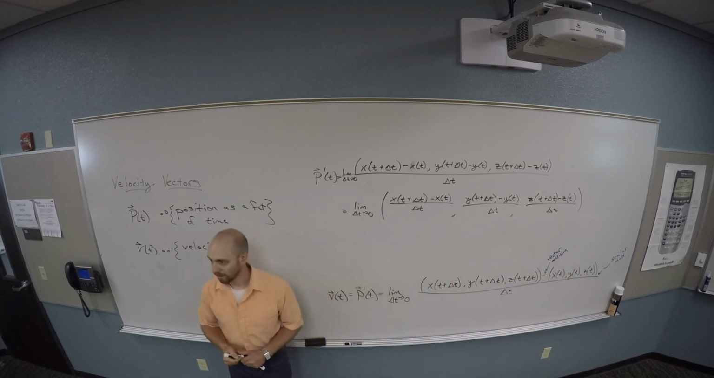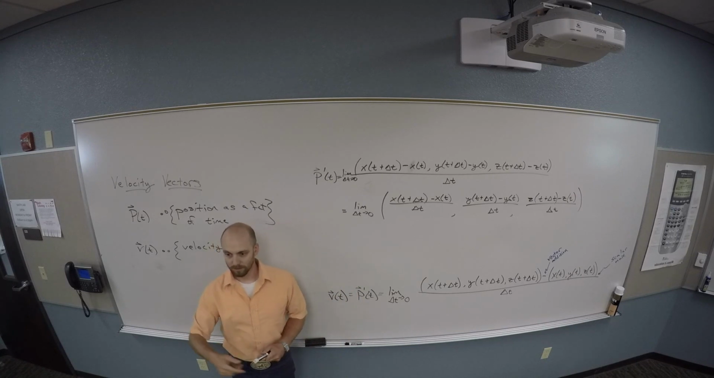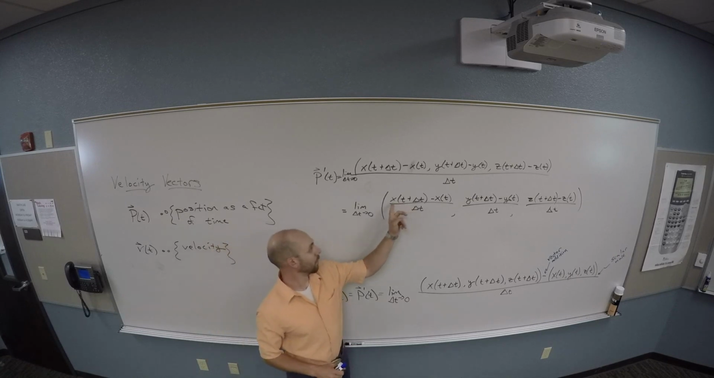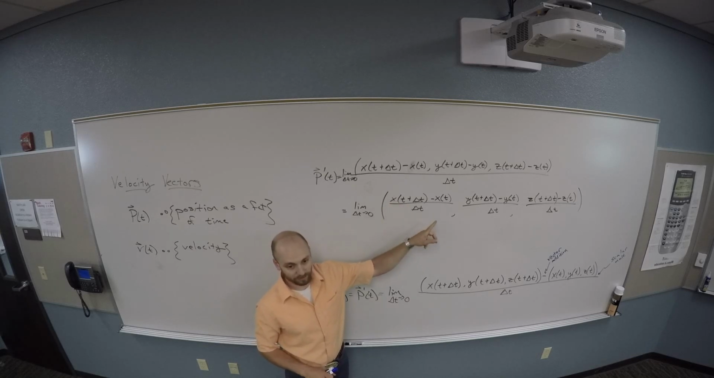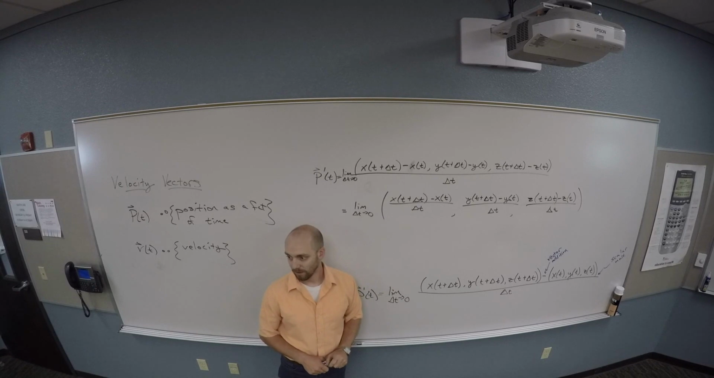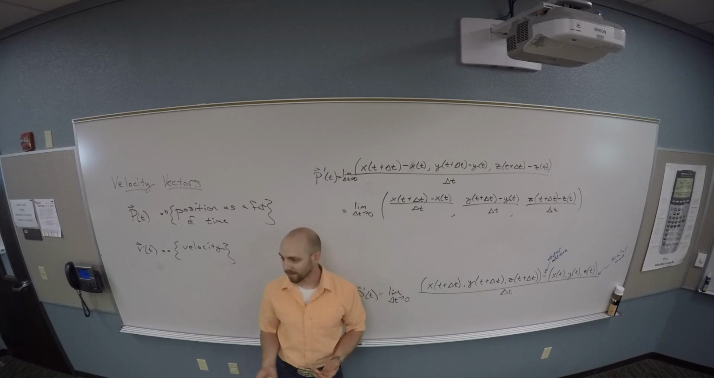If you distribute it out, you're going to get rid of your x of t's and y of t's? Careful, no, you're not. Why can't I say that this first bit is x of t plus x of delta t? Because x isn't necessarily a linear function, right?